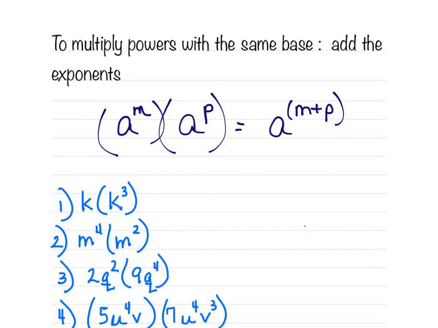K times k cubed. Well, the rule tells us that we must add the exponents when multiplying powers that have the same base. K has an exponent of 1. Therefore, k times k cubed would equal k to the 4th power. You would add the exponent 1 plus 3. Number 2, m to the 4th times m squared. M to the 4th times m squared is m to the 6th power.